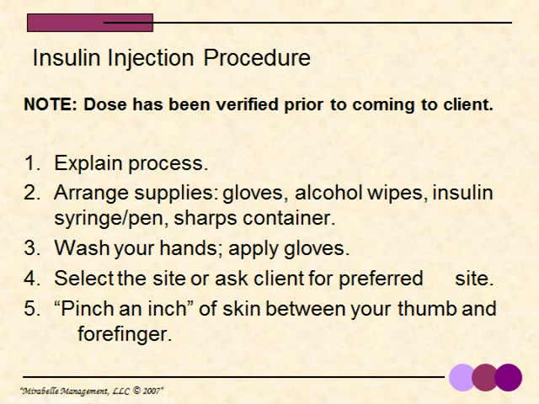You will have verified the first 5 rights of medication safety prior to coming to your client. Explain to the client what you're going to do. Arrange your supplies so everything is at hand: gloves, alcohol wipes, the syringe or pen of insulin, and a sharps container. Next, wash your hands and put on your gloves. Select the appropriate site or ask the client for a preferred site. Then pinch an inch of skin between your thumb and forefinger.